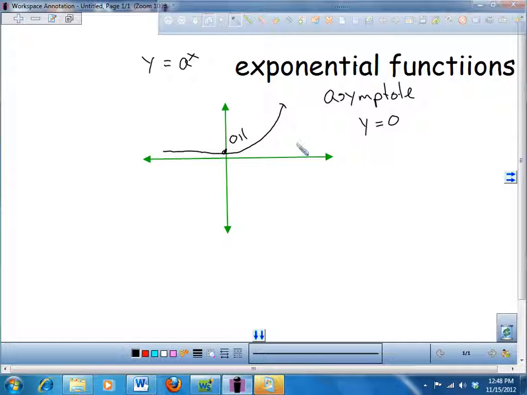meaning it approaches the x-axis this way, or this way if this number is less than 1, right? And what else do we know about it?